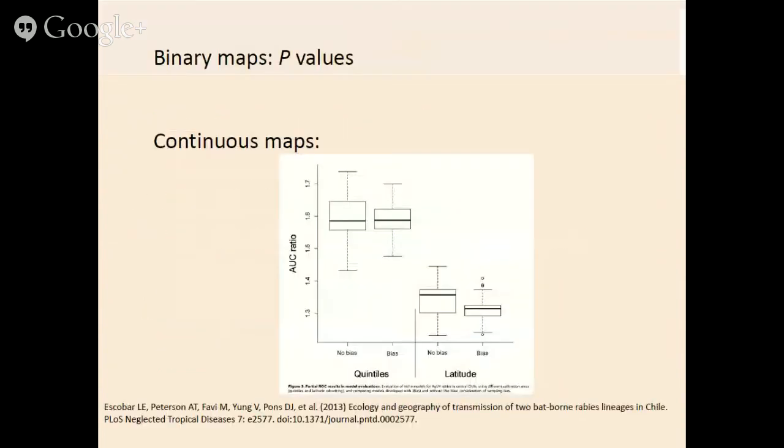To interpret the results, you are going to have for the binary maps p-values that are very common in science, and on the other hand, you are going to have ratios that are very accepted in the field of niche modeling, and you can do different comparisons because in this way you are capturing variability between the models.